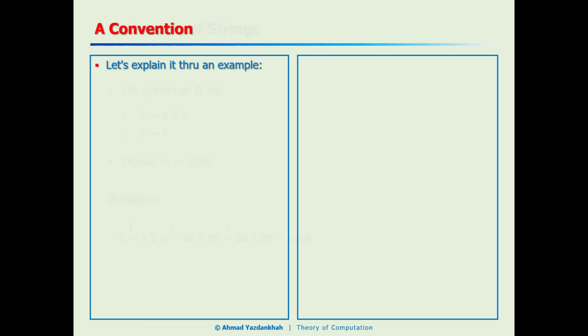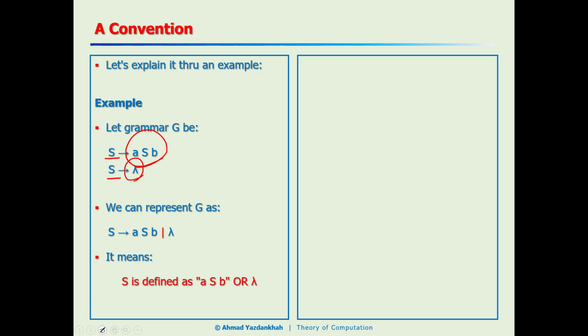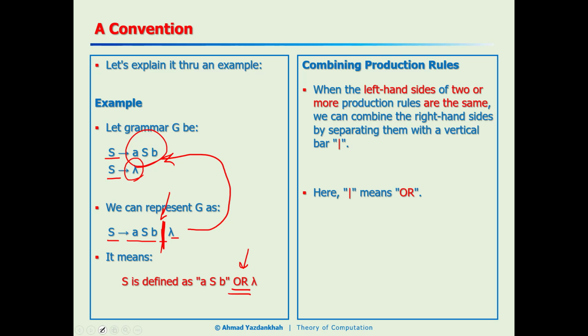All right. We have a convention to make the grammar a little bit more compact. If we have the same thing on the left hand side, we can combine these two in one row. How can we do that? We just use a vertical bar like this, and we would say S is defined as ASB or lambda. In this way, we can combine two rows into one row. One more time, the bar means or here. And here I put an explanation for your reference.